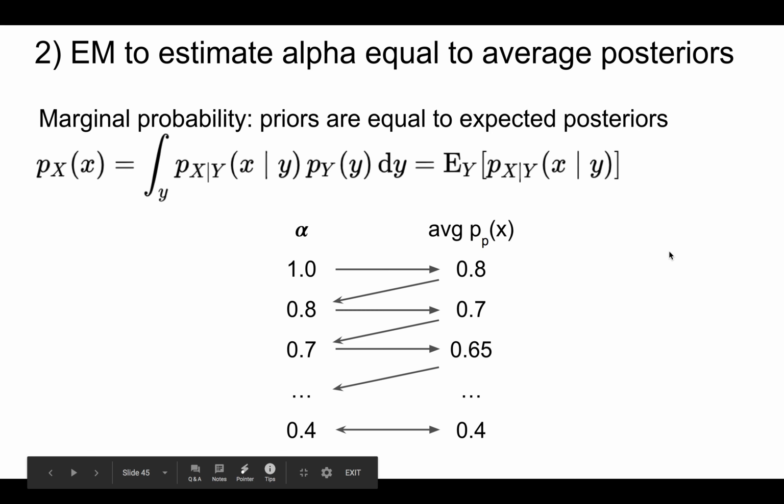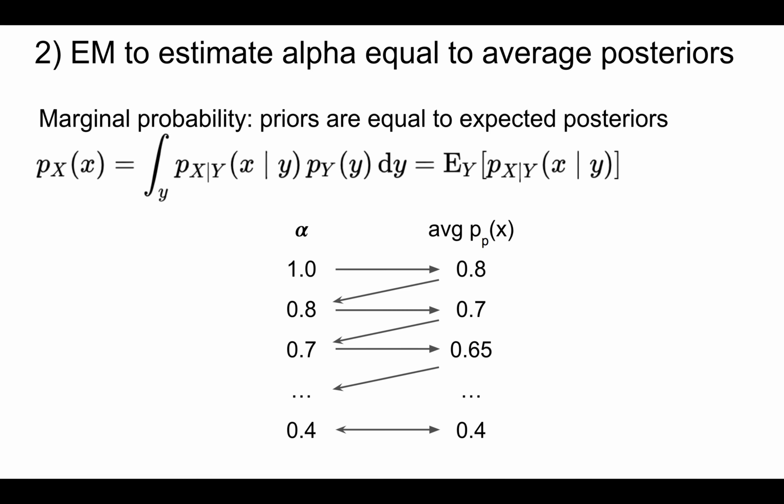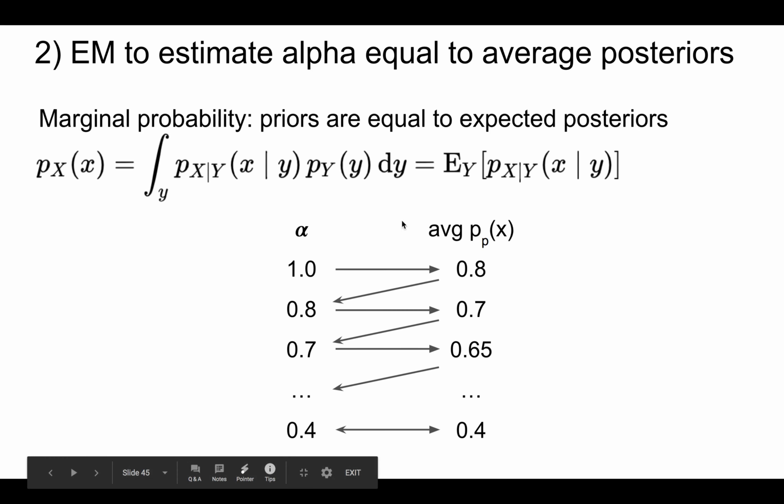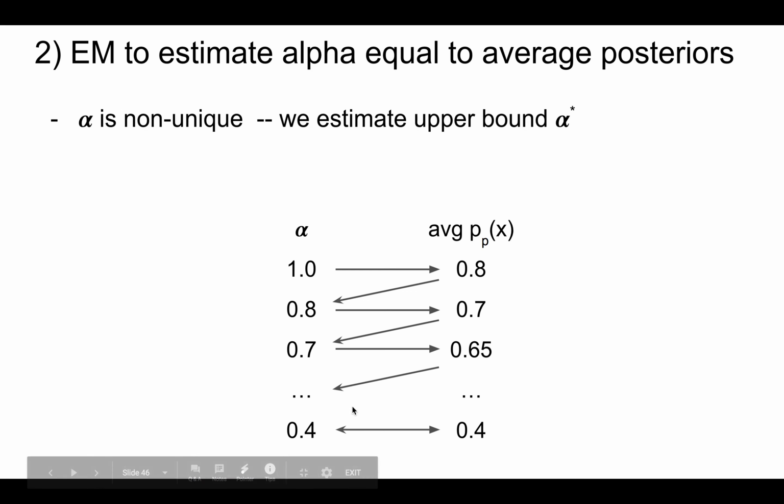I also want to mention that this is very computationally cheap because we already trained our classifier, we already estimated our densities, so this is very simple. Two caveats. First, this alpha that we identify is non-unique. In fact, any alpha lower than 0.4 would also be as good an answer. But the fact that we can only estimate an upper bound is just a quirk of PU learning. There's no way around it.